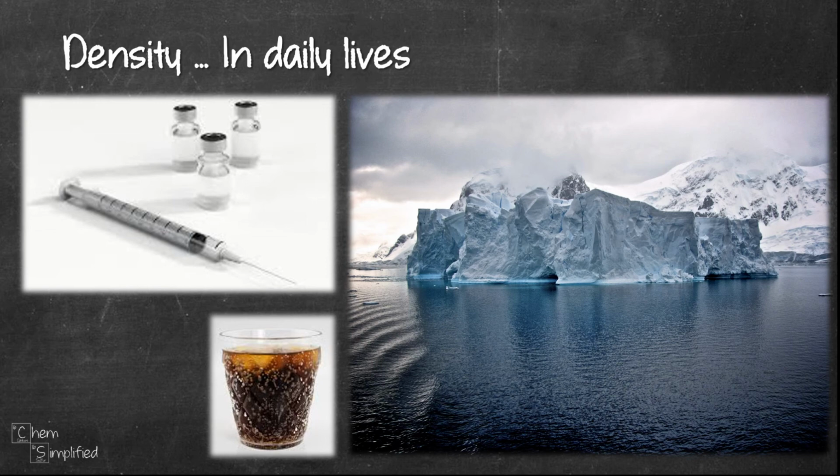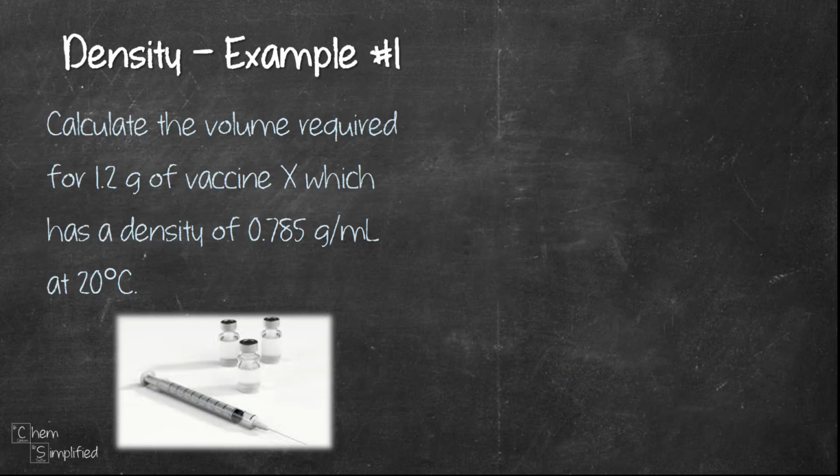Well, that's because it's easier to measure the volume of a liquid than to measure the mass of a liquid. So that's why the vaccine is always measured using the syringe. So how do we know how much volume to draw out? Well, it can be easily calculated when the density of the vaccine is known. In fact, let's go ahead and do an example. Let's assume that we need to administer 1.2 grams of vaccine X. Knowing that vaccine X has a density of 0.785 grams per ml at 20 degrees Celsius, we can calculate the volume that we can easily measure out using the syringe.